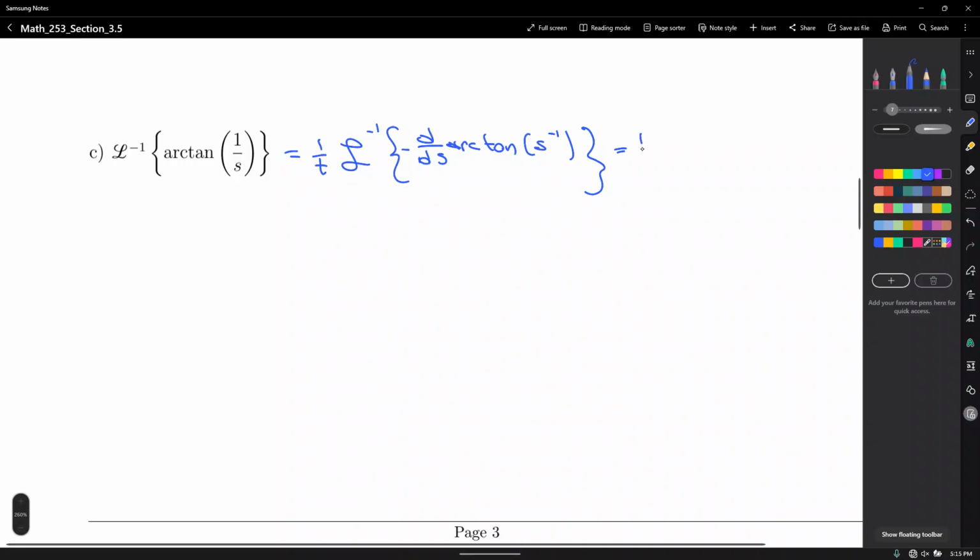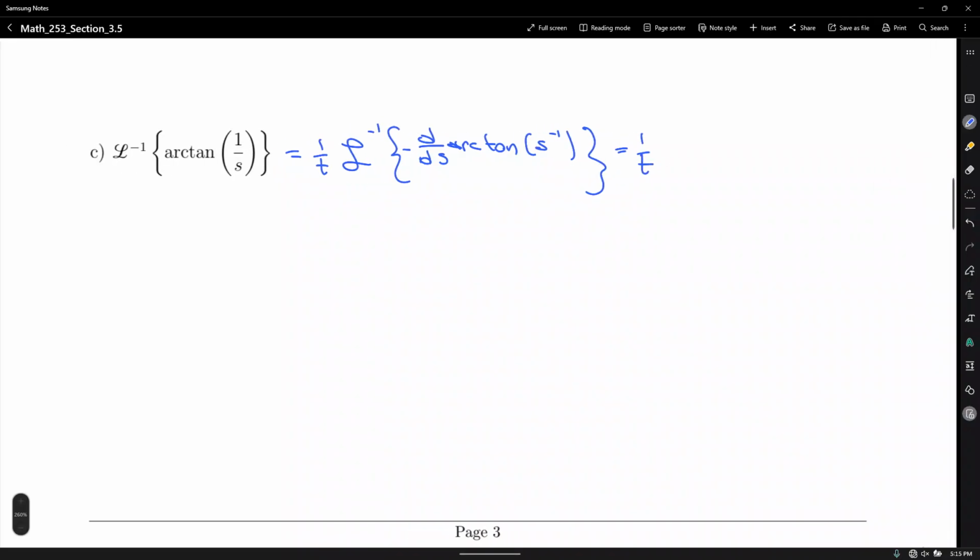So that is equal to 1 over t, inverse transform of the negative, careful with the sign, negative 1 over 1 plus the argument squared, that is s to the negative 1 squared, times the derivative of s to the negative 1, which is negative s to the negative 2.